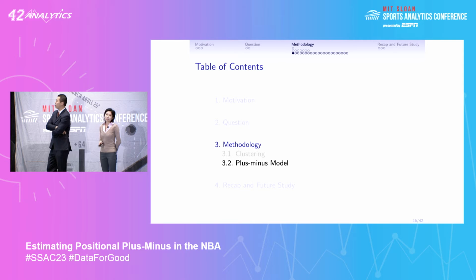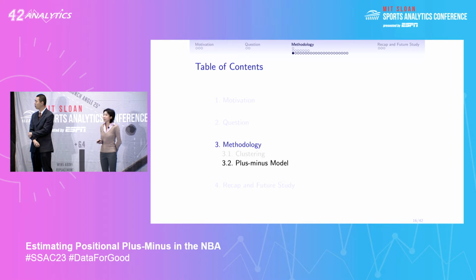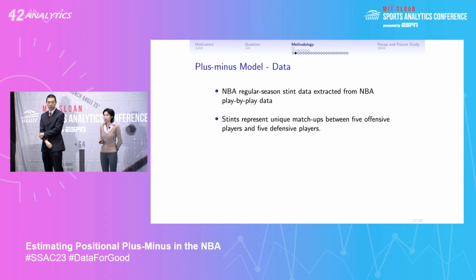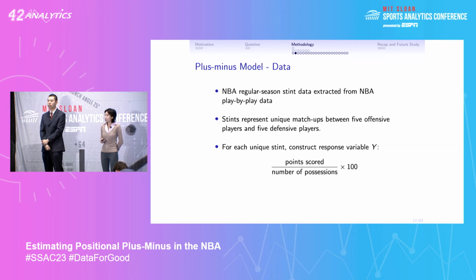To estimate the positional plus-minus values, we employed a Bayesian regression model with hierarchical priors that reflects those 10 defined positions. We use NBA regular season stint data extracted from play-by-play data. A stint is defined by a unique matchup between 5 offensive and 5 defensive players. For each stint, we construct a response variable, which is the number of points scored normalized by 100 possessions. We use total of 6 seasons of data from 2015 to 2022.